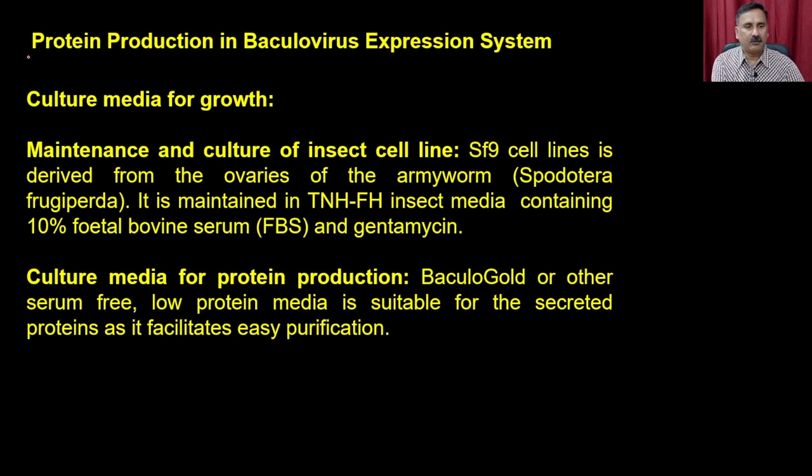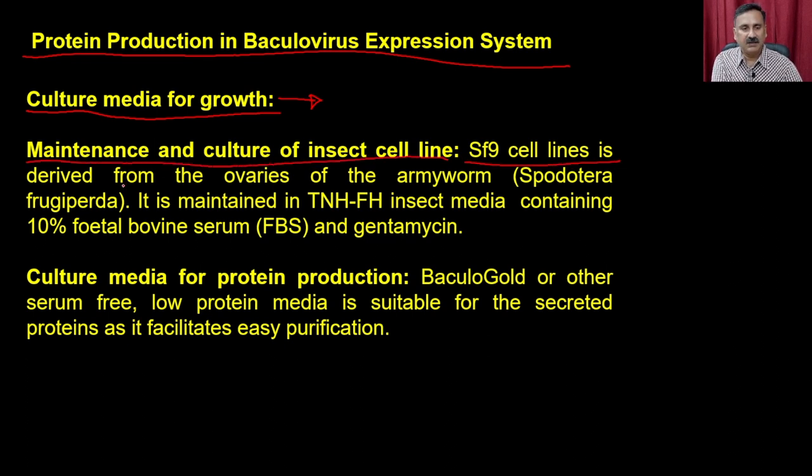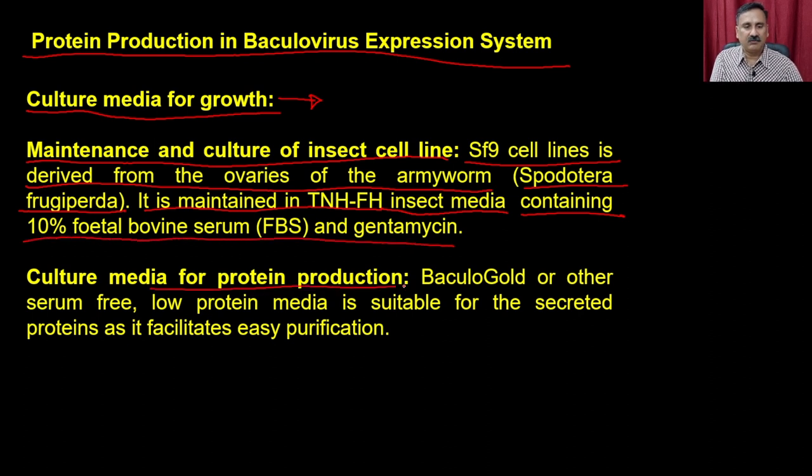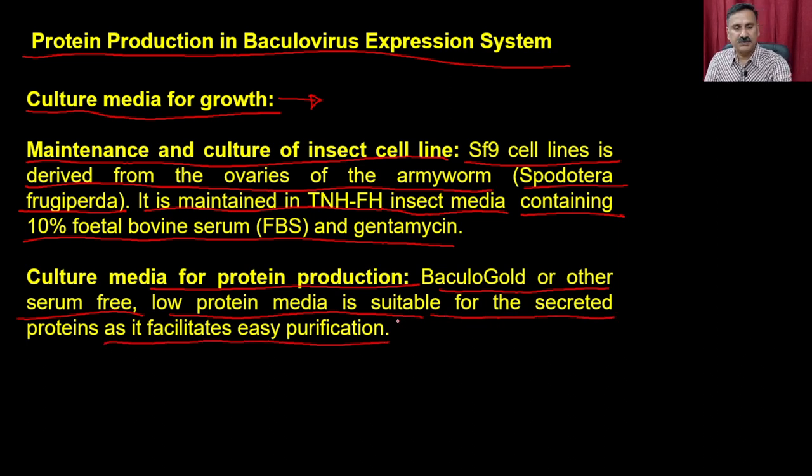Then, how are you going to do the protein production in the baculovirus expression system? You're going to use suitable culture media for growth of the insect cells. So, maintenance and culture of insect cell lines: the Sf9 cell line is derived from the ovaries of the armyworm Spodoptera frugiperda. It is maintained in TNM-FH insect media containing 10% FBS and gentamicin. For the culture media for protein production, you can use Baculo Gold or other serum-free media. A low protein media is suitable because it is going to reduce the amount of contaminating protein, and that's why it is going to facilitate easy purification.